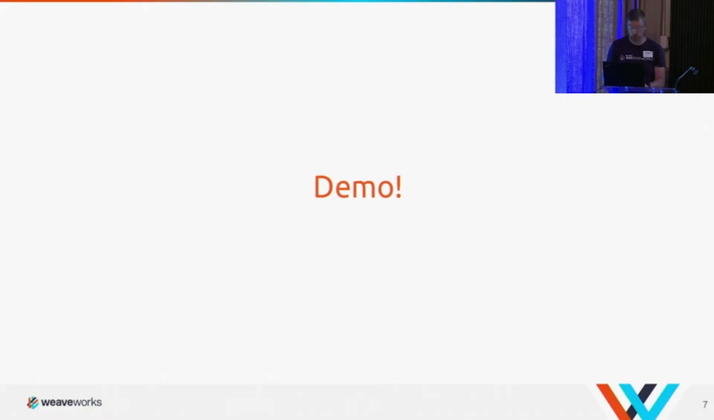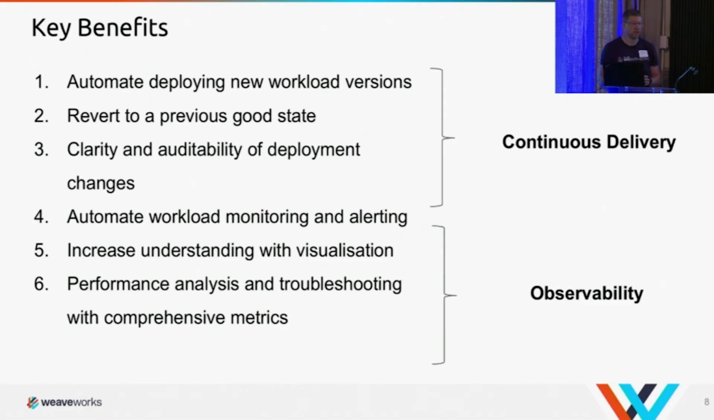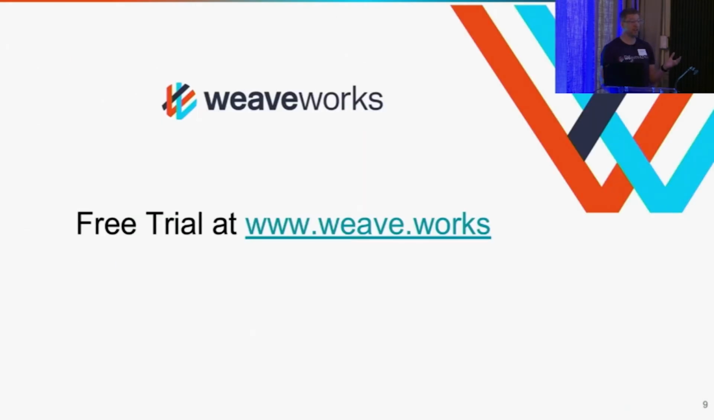So that's a bit of a whistle-stop tour through the whole thing. I hope it showed you the key benefits of being able to bring continuous delivery and observability together into one unique experience. And if you'd like to give it a try, you can find it at weave.works. Thank you.